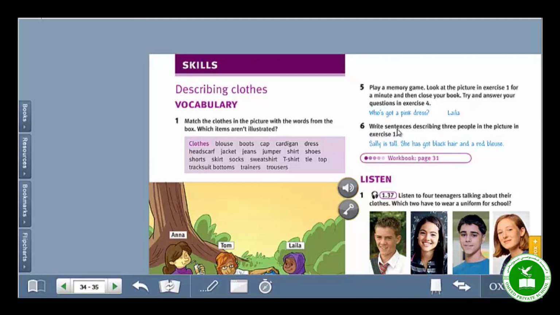Exercise 6. Write sentences describing 3 people in the picture in exercise 1. It's also the same thing. You can do it. Very easy. Sally is tall. She has got black hair and a red blouse.